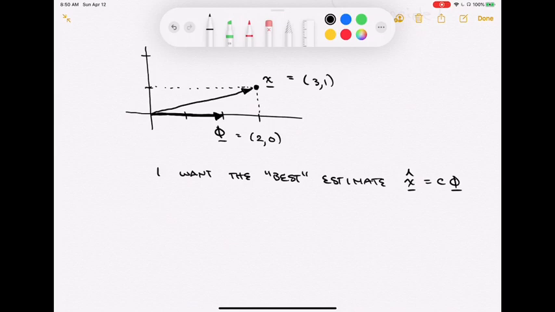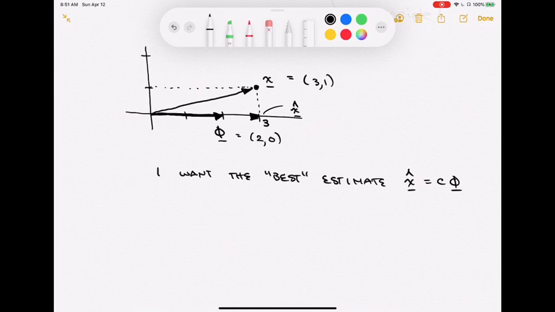We already know what that looks like. We know that the best estimate is going to put us over here, directly underneath x, just like if x were some distance 1 above the ground and we dropped a ball, it would fall down at that location, 3. So that x hat is going to be equal to 3, 0. Something scaling 2, 0 has to be equal to 3. Well, we already know what the c should be. The c should be equal to 3/2.